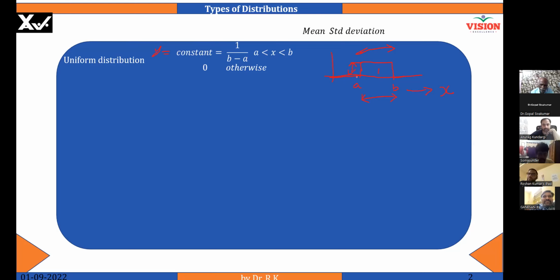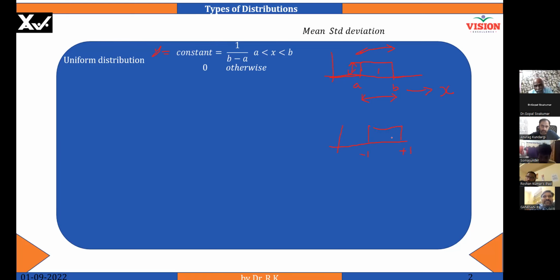Give me an example for this. I will give you an example. You are tossing a coin. What is the probability of head falling? Tail falling? 50-50, 0.5. Now I'll call this as a -1 and this as a +1. So head falling is 0.5, tail falling is 0.5. Anything between these two falling is 0.5.